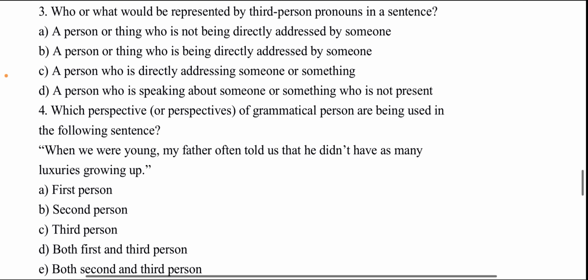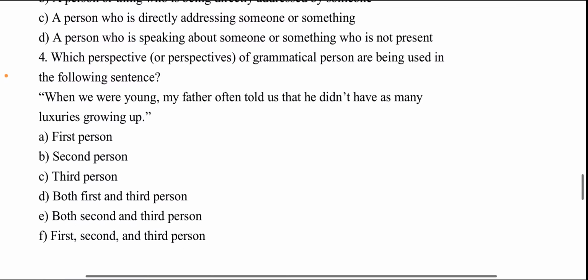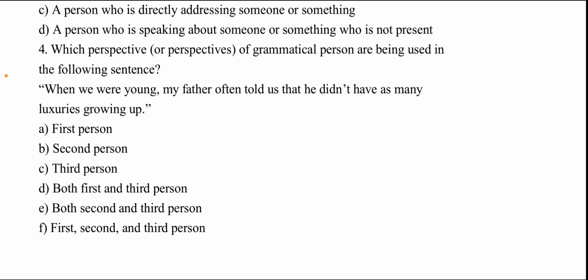Now, our fourth question is, which perspective or perspectives of grammatical person are being used in the following sentence? When we were young, my father often told us that he didn't have as many luxuries growing up. Option A, first person. Option B, second person. Option C, third person. Option D, both first and third person. Option E, both second and third person. Option F, first, second and third person.